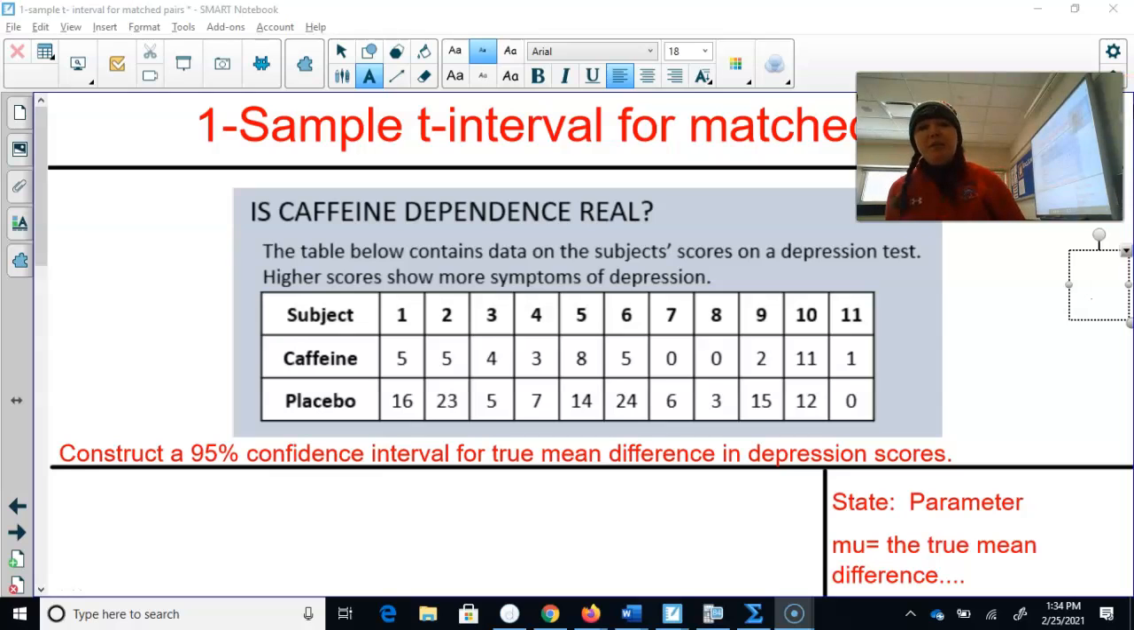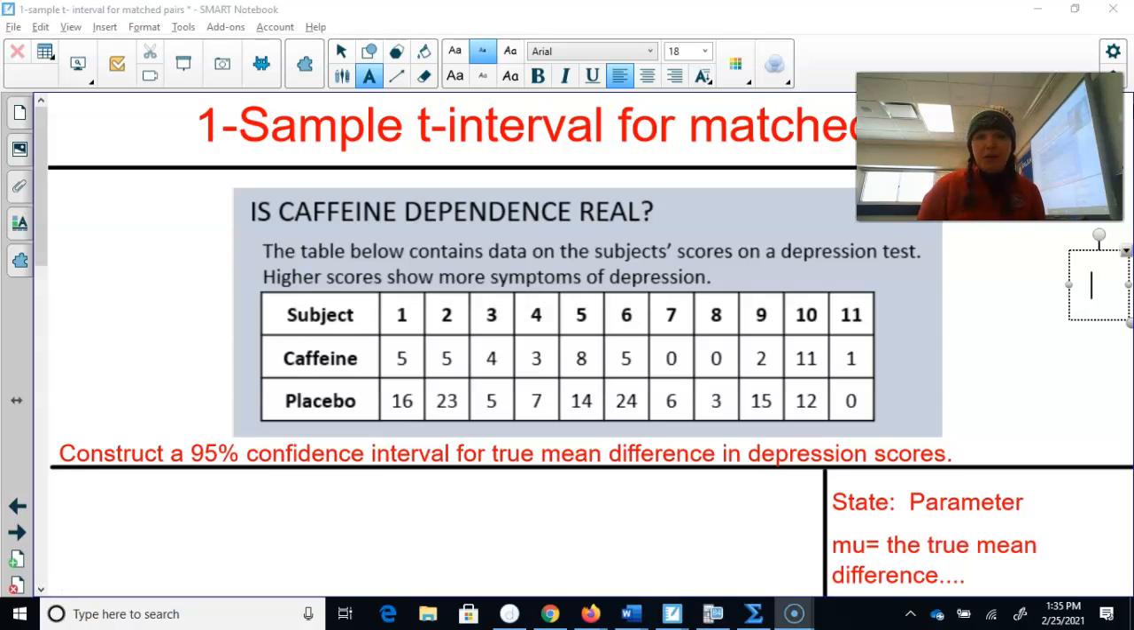All right, ladies and gentlemen, there's not much context to this problem. This is our one sample t interval for matched pairs, or paired data, you can also say. But it's apparent here that we have 11 subjects, and anytime we have an experiment, we're going to assume that they're volunteers, because in real world experiments, people do volunteer to be part of the experiment.